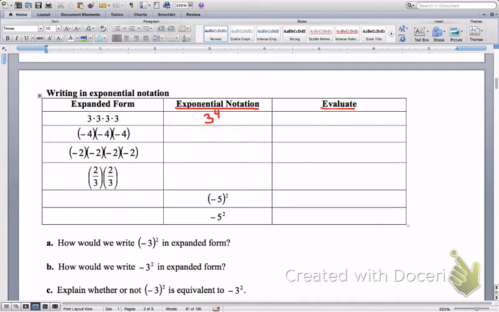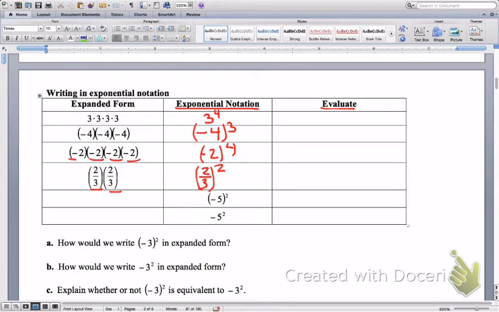For the next one, we have the base of -4. And because it's negative, we have to use parentheses, to the power of 3. There's 1, 2, 3. Next one, we have -2 as our base. Use parentheses since it's negative, to the power of 1, 2, 3, 4. Next one, we have 2/3 as our base. It's a fraction, so since we also have a fraction, we always use parentheses for these as well. And that's to the power of 2, since we have 1, 2.